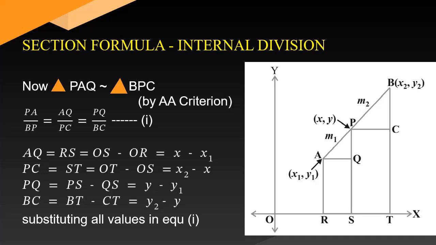Now we are finding the value of AQ. AQ equals RS, and RS can also be written as OS minus OR, that is equal to x minus x1. Then PC equals ST equals OT minus OS, which can also be written as x2 minus x. PQ equals PS minus QS equals y minus y1. BC equals BT minus CT equals y2 minus y. Substituting all the values in equation number 1.